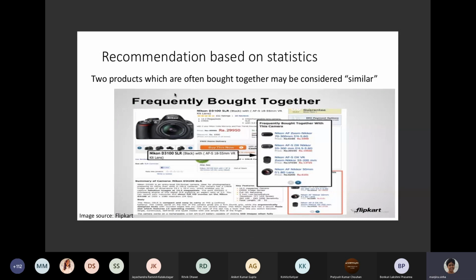So recommendation based on statistics, we all know, looks like this. If someone is looking for a DSLR camera, then among frequently bought together items, we often see that you can take a lens, and there are these three items. If you purchase them together, there will be certain discounts because these are frequently bought together. So these are the accessories. A lens is not exactly a camera, but as these two are bought together, they may be considered similar to each other.